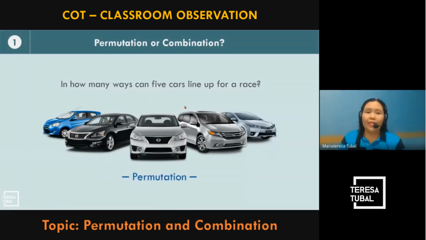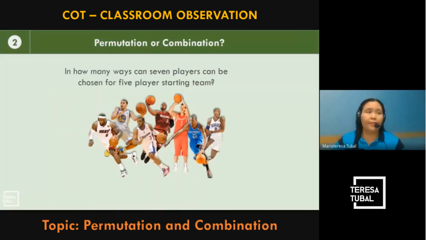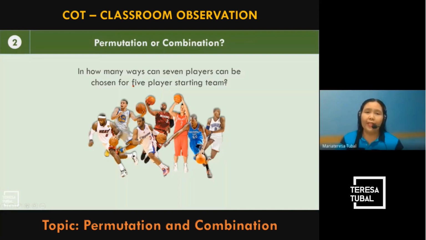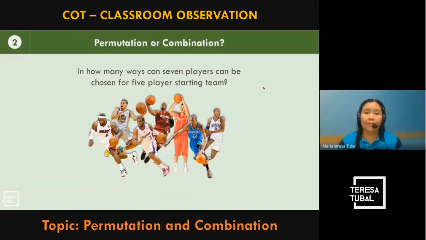How about the second one? Maybe you like to play basketball despite the pandemic. In how many ways can 7 players be chosen for a 5-player starting team? Combination. Why combination, Dana? Because the order is not considered. Okay, so that means any of them can be chosen, any of them can go first. If that is the case, that is a combination.